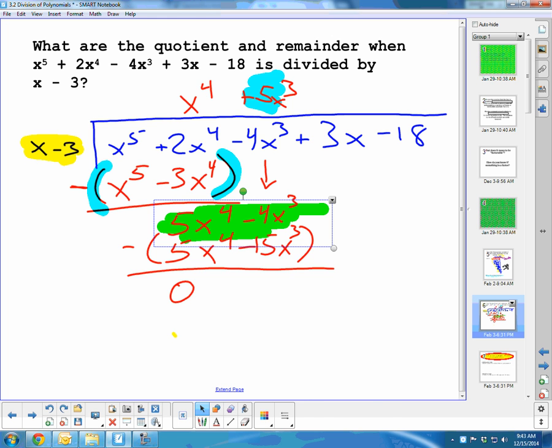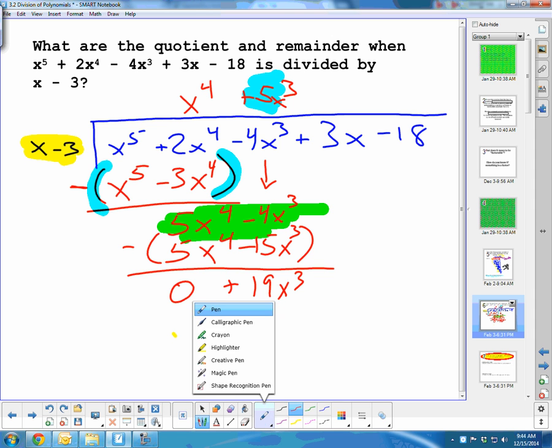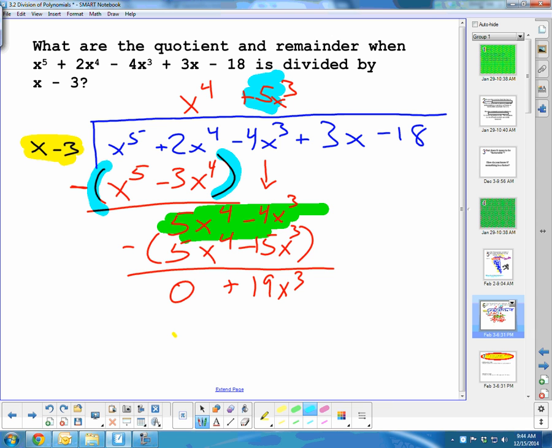5x to the fourth minus 5x to the fourth is 0. And then negative 4x cubed minus negative 15x cubed is going to be a positive 19x cubed. Once again, being careful with the subtraction, putting parentheses here helps me remember that the subtraction needs to distribute through the terms. I need to subtract those. I don't really need the 0 here.